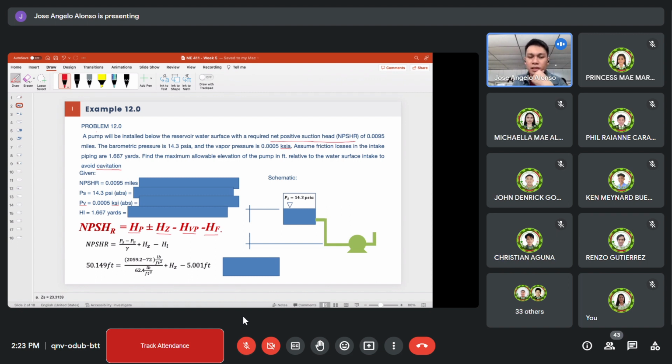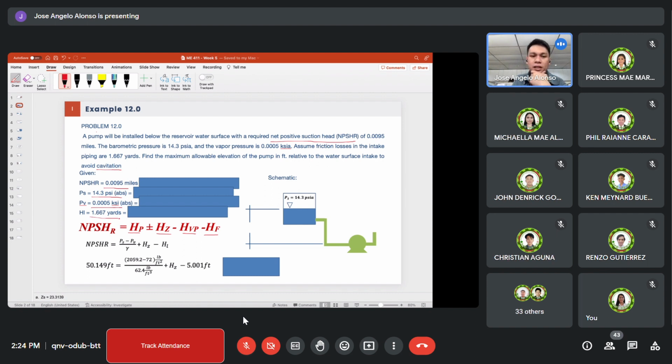Muna sa given, net positive suction head required is given 0.0095 miles. Pressure at suction side is 14.3 psi. Binigay na pala siya. Okay, in absolute pressure, wala na tayong kailangang i-add. Then, vapor pressure is 0.0005 psi absolute. While the friction losses, binigay na siya in terms of linear dimension, 1.667 yards.